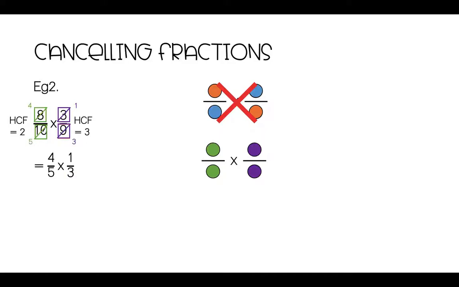So now we're going to rewrite our sum, which is 4/5, because we've replaced it with what we've cancelled, 4/5 times 1/3. Then we multiply across and we end up with 4 times 1, which is 4, and 5 times 3, which is 15. So we end up with 4/15.